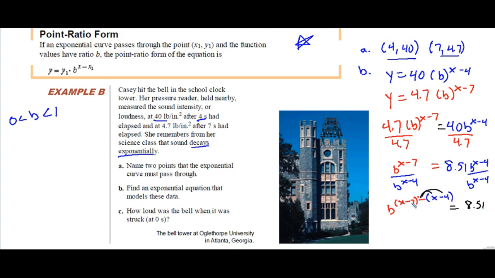So now we're going to subtract both of those exponents. So we're going to end up with b. X minus x gives me nothing. Negative 7 minus a negative 4 is really negative 7 plus 4, which is negative 3, so b to the negative third equals 8.51. So now if we take this to the negative 1/3 power, then we'll end up with our answer.